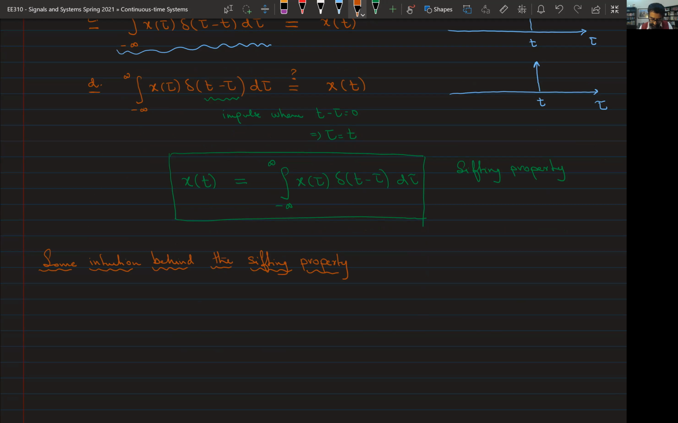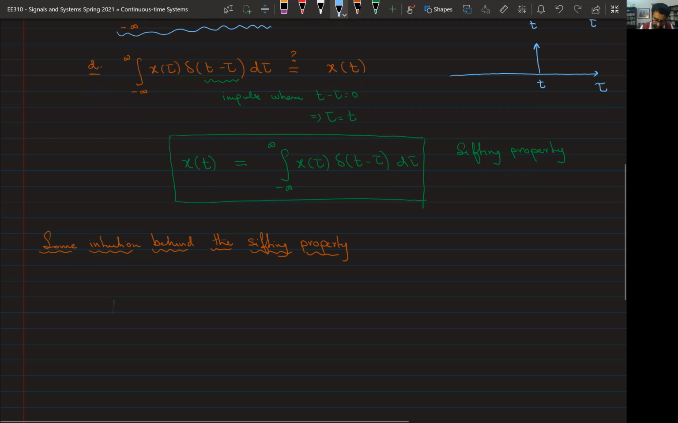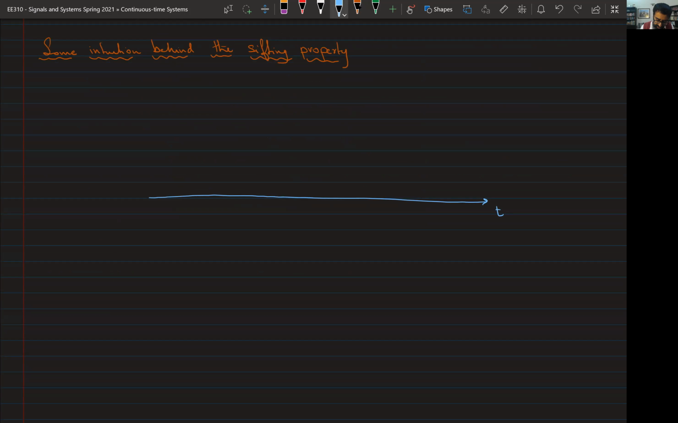Let's say this is the time axis, and there's some arbitrary signal which looks like this, and this is time 0. Now, in order to approximate this signal, one thing I can do is approximate it as a staircase. So here is a rectangular pulse which has a height equal to x of 0, and this pulse is of duration capital delta seconds.